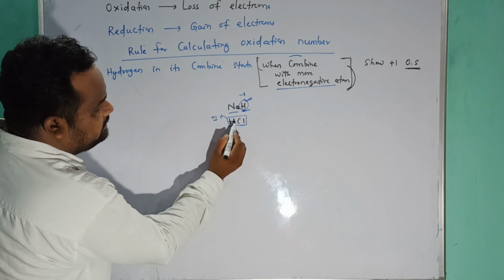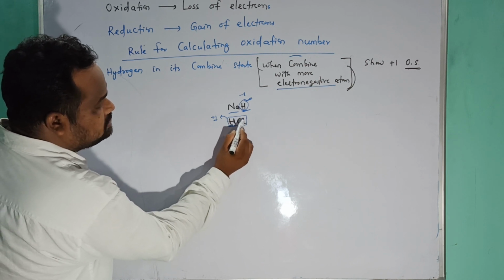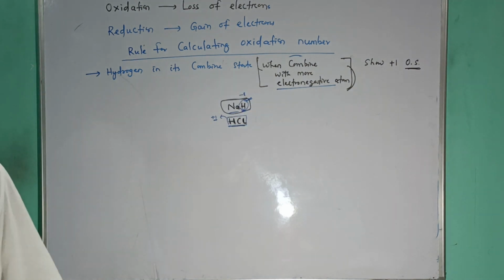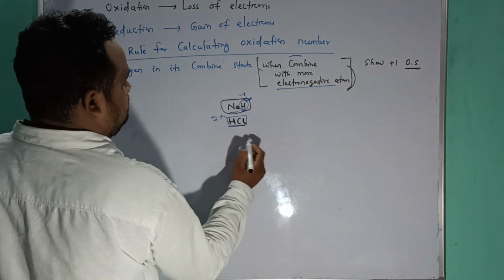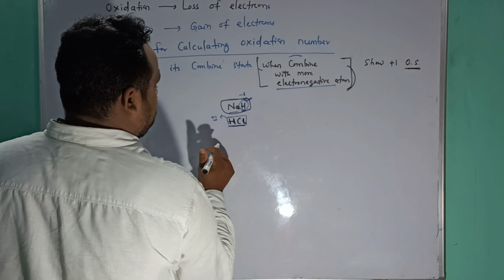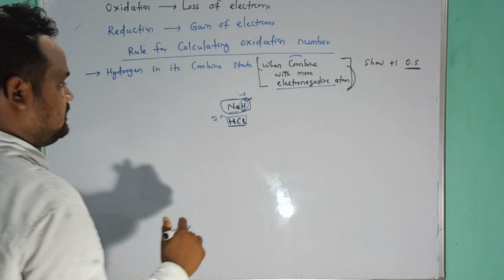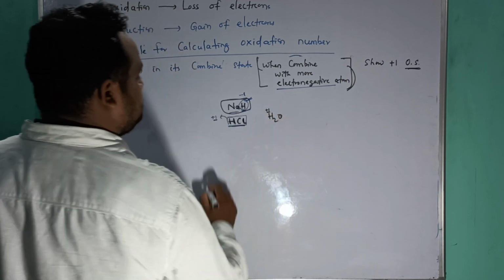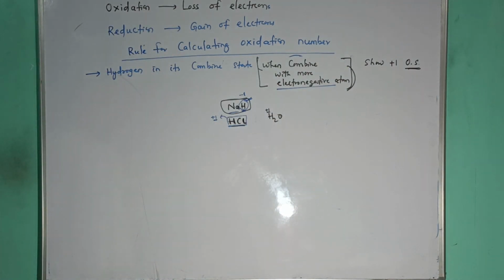Here not only hydrogen is present, chlorine is also there, so this is known as combined state. So HCl, HF. One more example, let's take H2O, here +1 oxidation state. Hydrogen has oxidation state +1. First point clear?